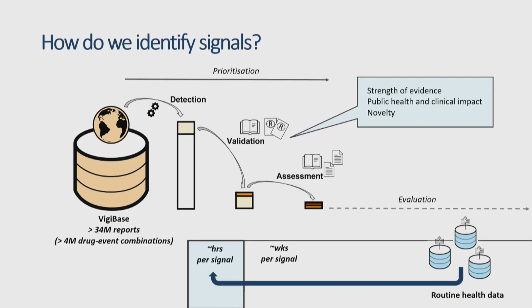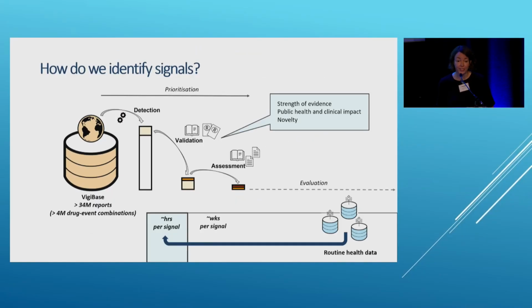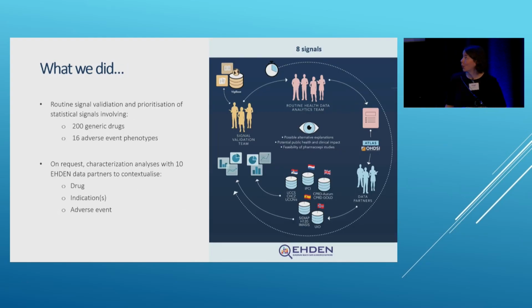Routine health data are typically used in our context later on to evaluate communicated signals, but we think that they can also provide relevant contextual information to support signal validation, and this is what we wanted to explore during the study-a-thon. So what did we do?